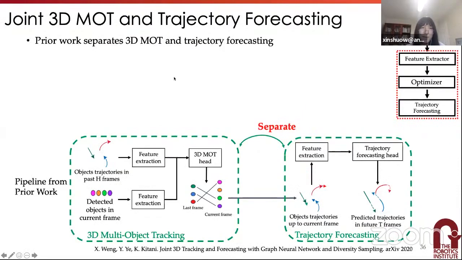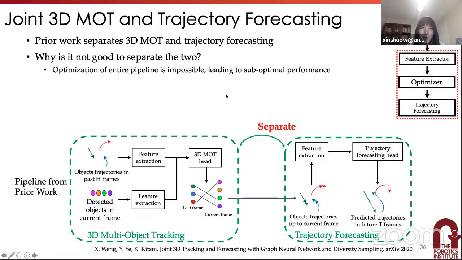Well, the answer is yes. And we did one of our recent works by implementing a joint 3D MOT and trajectory forecasting. As we show here, the prior work separated these 2 modules, the 3D MOT and trajectory forecasting modules. However, we think this is not good for 2 reasons. First, optimization of the entire pipeline is not possible, which could lead to suboptimal performance because we cannot backpropagate the gradients. And also, since we have 2 networks, each running a single module, we now have to run 2 networks during testing time, which takes more time in general.